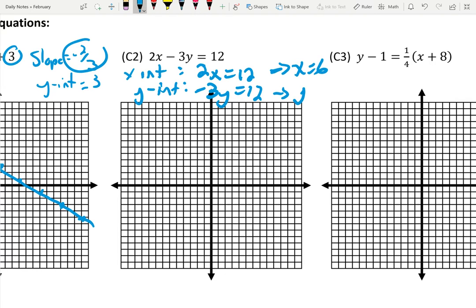My pen is kind of messing up a little bit here, so apologize for that. But you get an x value that equals 6, y value that equals negative 4, and then you can just plot those points. So go to 6 on the x-axis, which will put you about here, and then negative 4 on the y-axis, which puts you about here. And then you can just connect them, and you have your line.